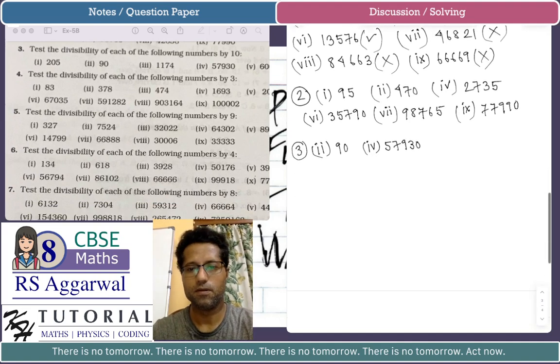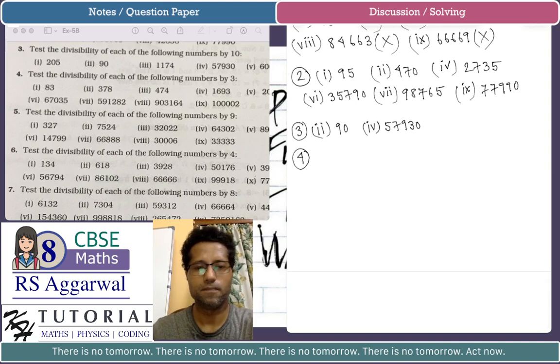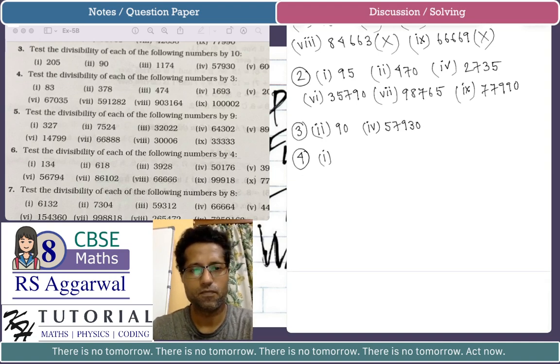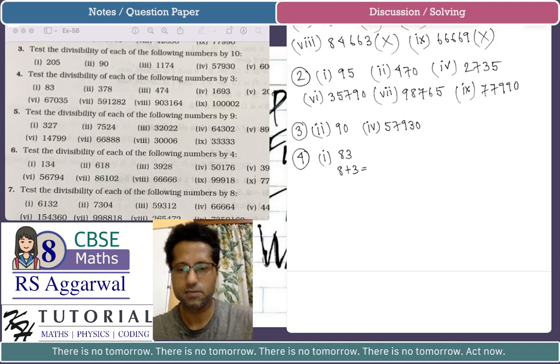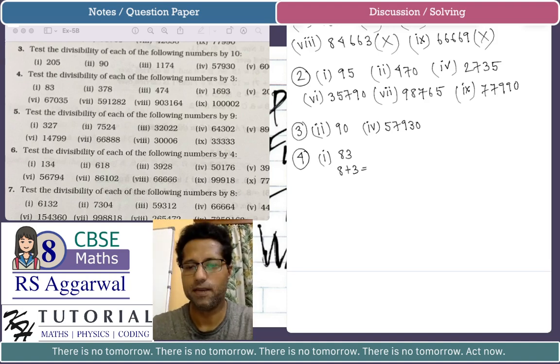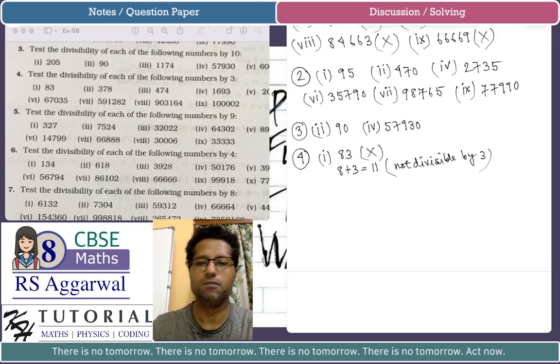Let's do problem number 4. Test the divisibility of each of the following numbers by 3. So 1 is 83. For 83, we can see that 8 plus 3. A number is divisible by 3 when the sum of the digits of the number is divisible by 3. So 8 plus 3 is 11, not divisible by 3. So hence this is not divisible by 3.